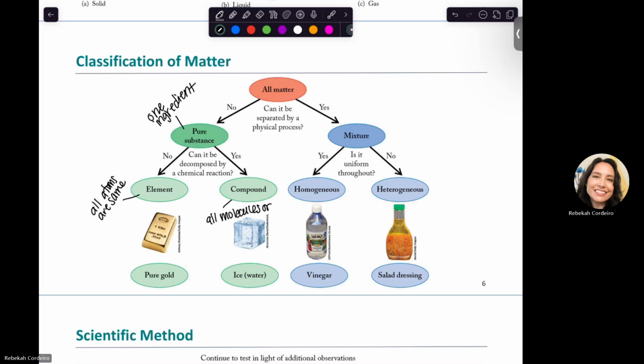I guess I'll leave it at molecules and we'll talk about different terms later, but all molecules are the same. So they all have the same ratio of atoms. We've talked about that already. And then now we have mixtures.